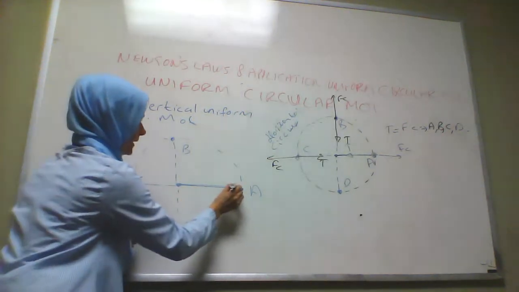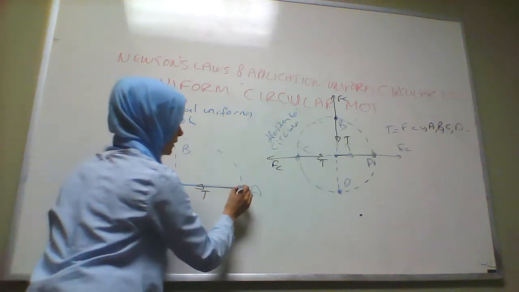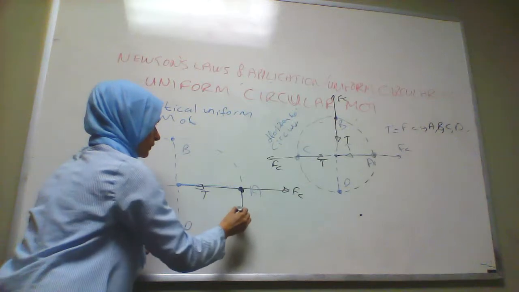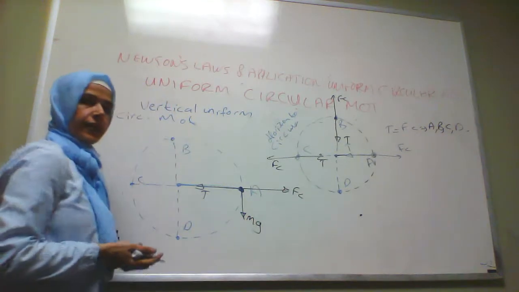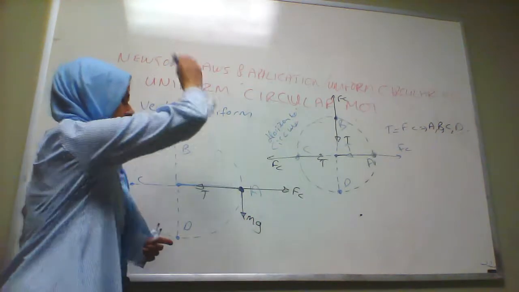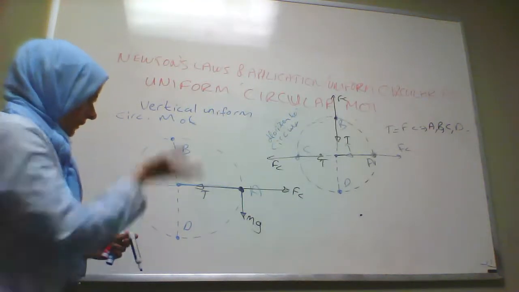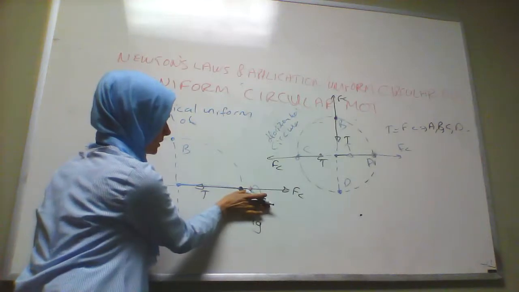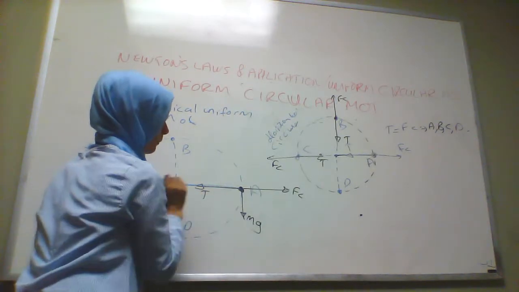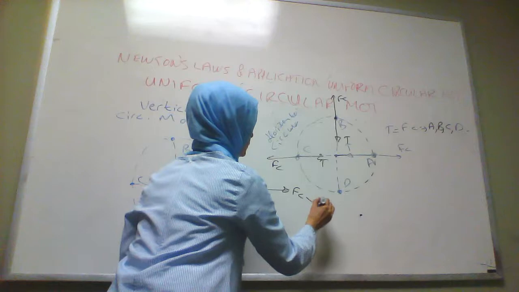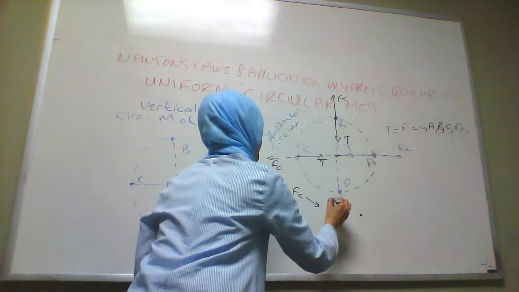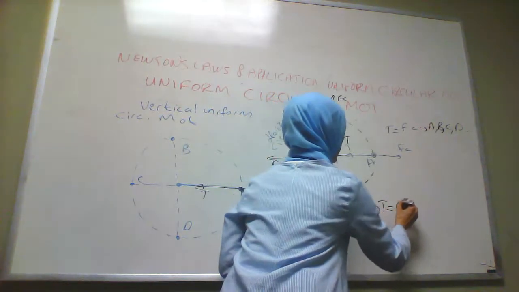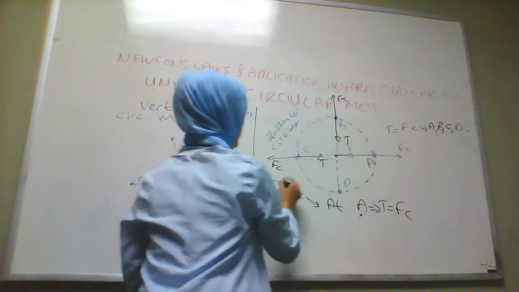At point A, we have tension inward, Fc outward, and mg pulling down. mg will not have an effect on it, and the lifting force from the air will put mg in equilibrium. So we're not interested in this part here. At point A, T is equal to Fc. This is for vertical, if we divide these.